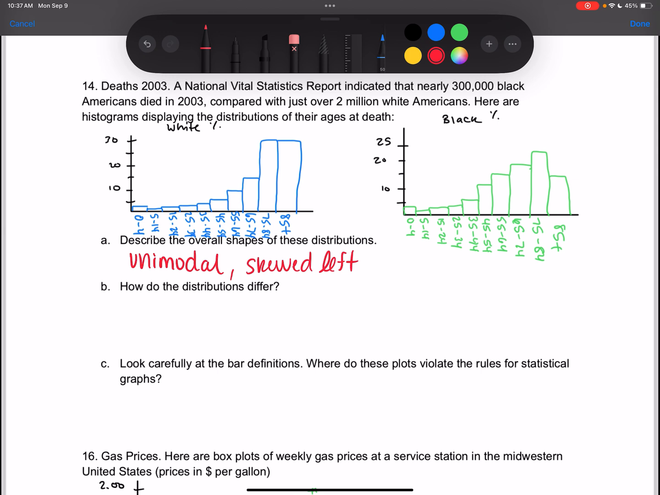Yep. After 74 years old, a lot more white Americans are dying, whereas with the Black Americans, it seems that there's a lot more compared to the white that have died from ages, I would say, 25-ish on up to 74, and then there's kind of a jump for white Americans to die more often. So something like from 25 to 74.